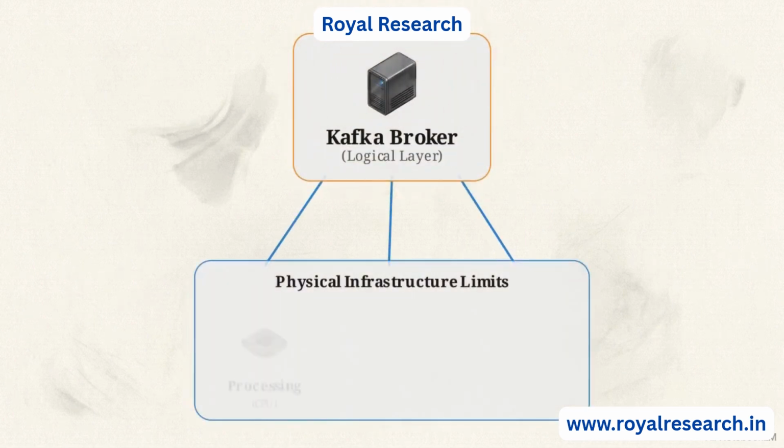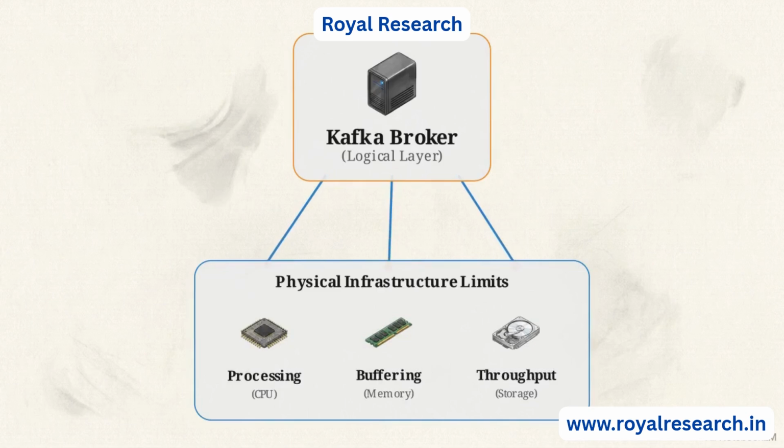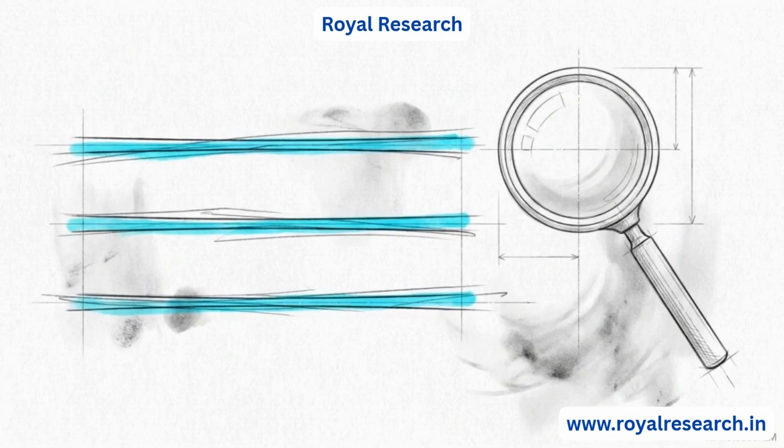You need a mechanistic mental model that maps those surface-level logical symptoms directly down to the physical limits of your infrastructure. We call this framework the observability hierarchy. Diagnosing failures accurately requires looking at the cluster through three distinct operational layers.